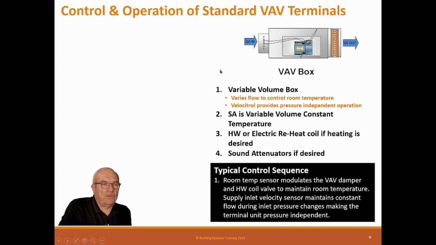Now, most people think that the room sensor controls this damper, but it's really not true. The Velocitrol controls the damper, and the room sensor just resets the velocity pressure. If it wants more air, it wants to go up in velocity pressure, and so it'll control to that. And it doesn't make any difference, but that's how it actually works.